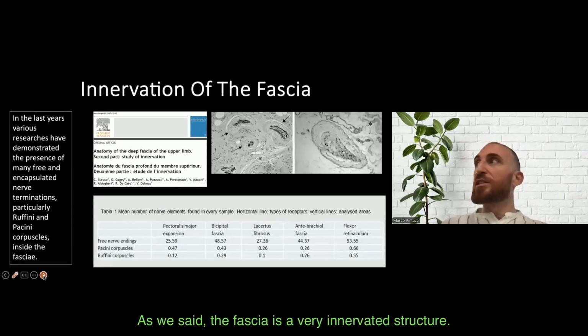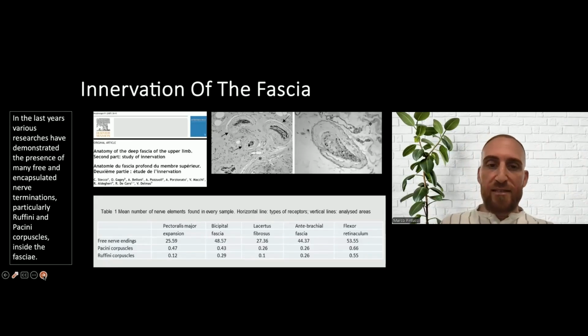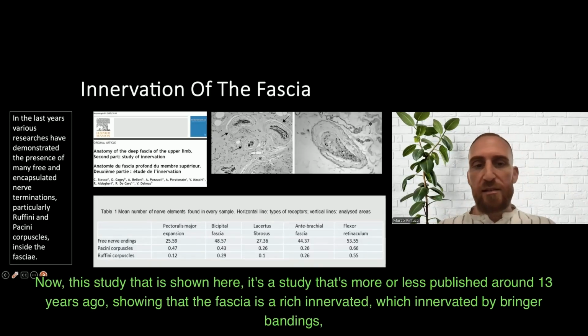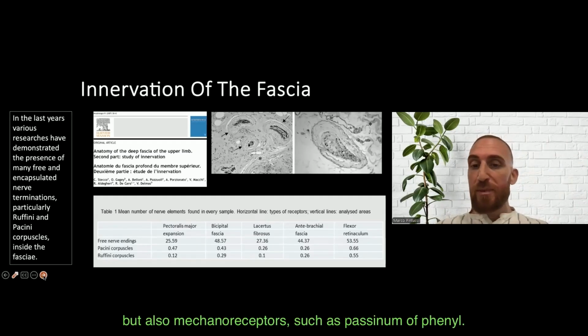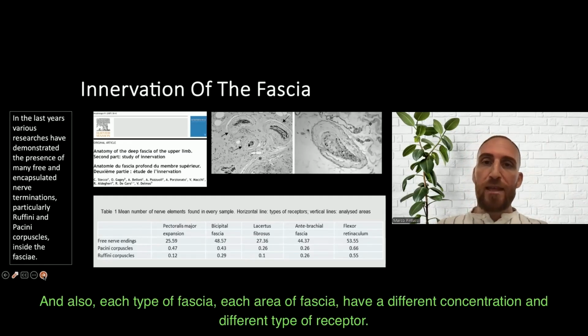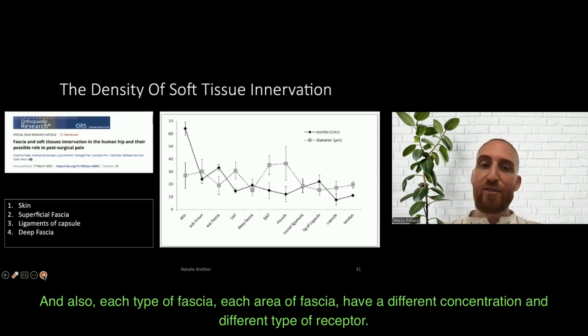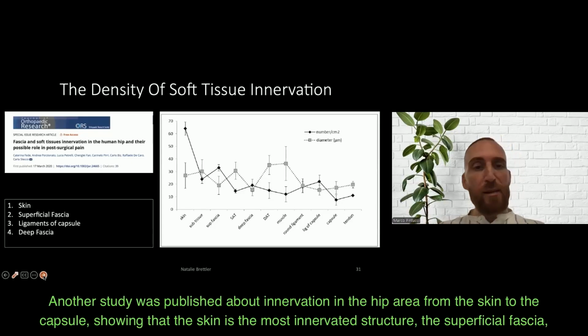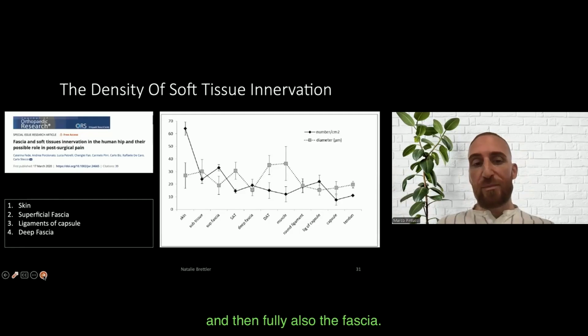Now, the innervation of the fascia. As we said, the fascia is a very innervated structure. This study shown here was published around 13 years ago, showing that the fascia is richly innervated by free nerve endings, but also mechanoreceptors such as Pacini and Ruffini. Also, each type of fascia, each area of fascia, has a different concentration and different type of receptor. Another study was published about the innervation in the hip area from the skin to the capsule, showing that the skin is the most innervated structure, then the superficial fascia, and then the deep fascia.